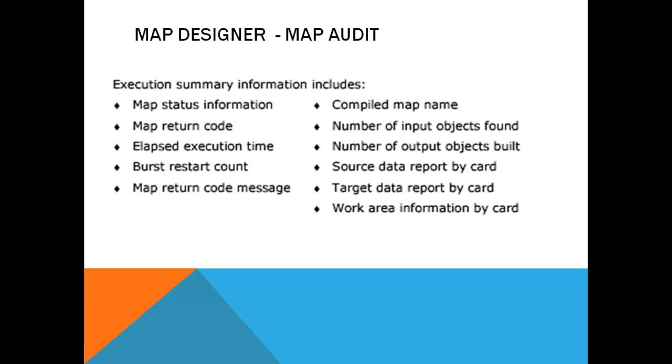It's like again the map status code. Then the compiled map name. What is the MMC name? How many input cards found? How many output cards found? What is the source data for each input? What is the target data for each output? And the work area. What is the workspace directory, memory size, memory count? Everything it will show.